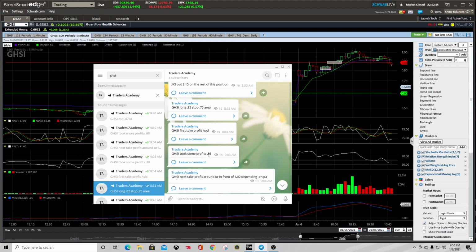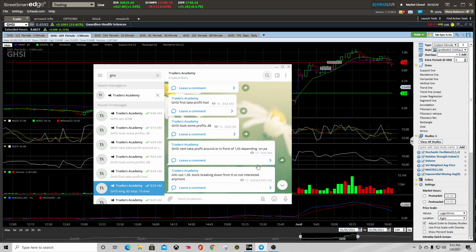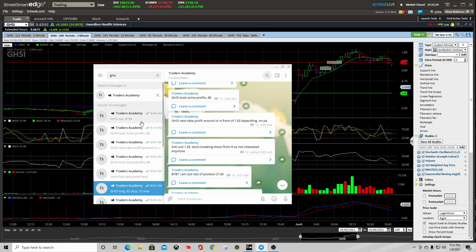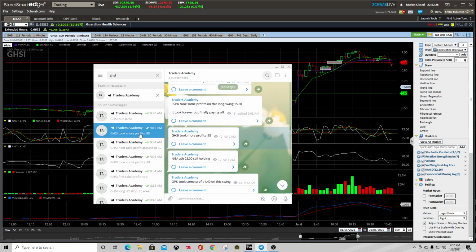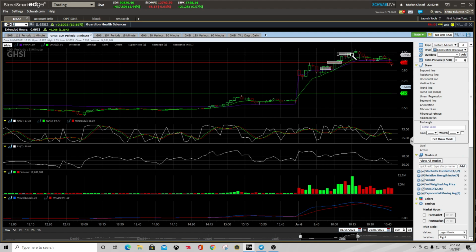GHSI, next take profit around or in front of $1, depending on price action, PA. GHSI took more profit at 0.98. That was at 10:10. Yeah, that was on this candle. Took more profit there, 0.98.